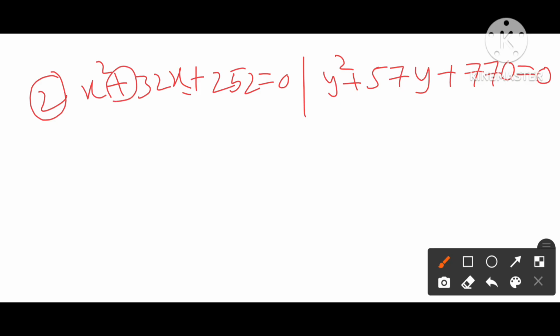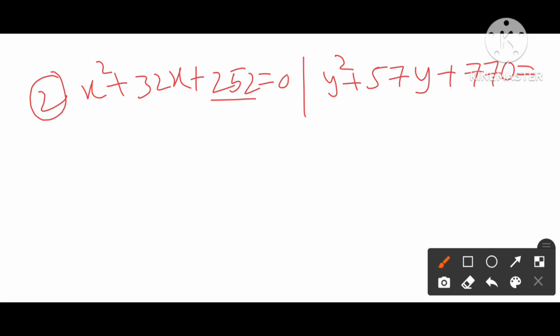Plus and plus means both the roots are negative. We cannot compare which values are greater or lesser, so we need to go with the traditional method. The traditional method for this one is, first we need to find the factors for 252.